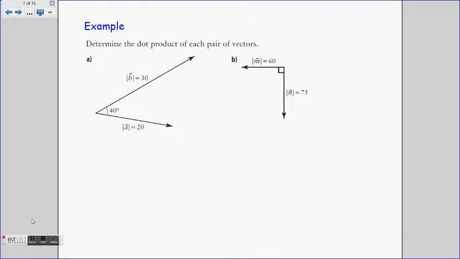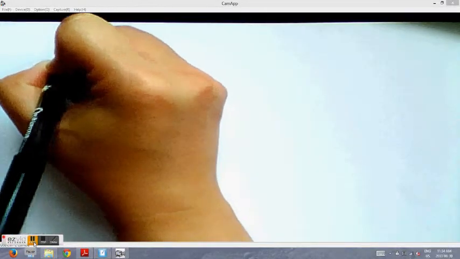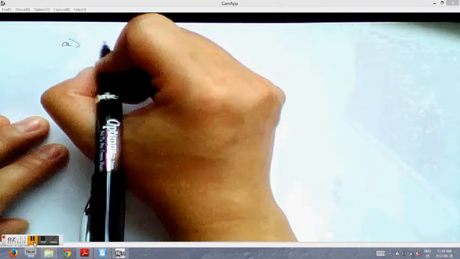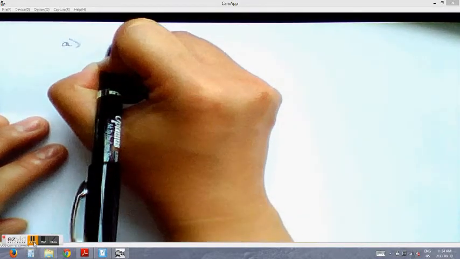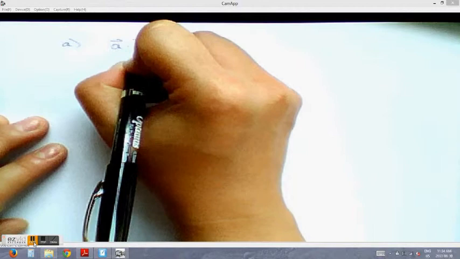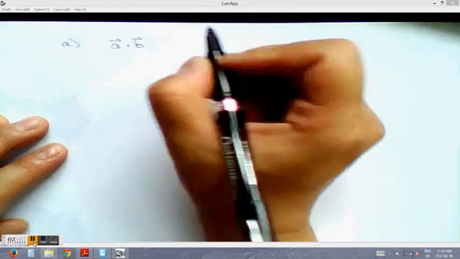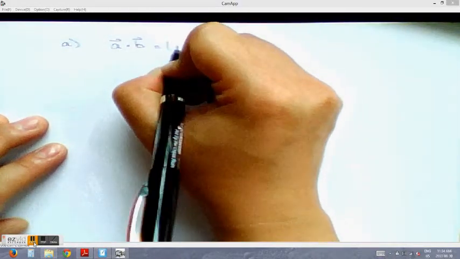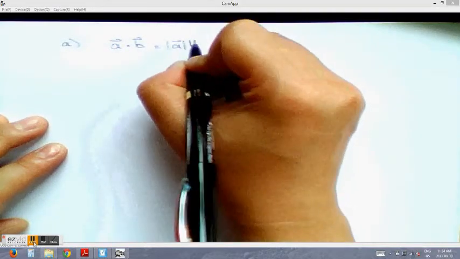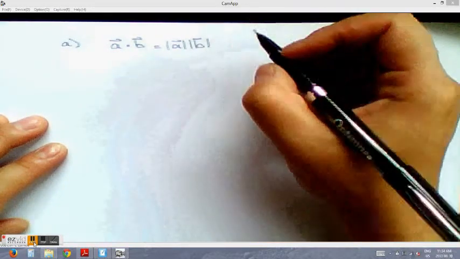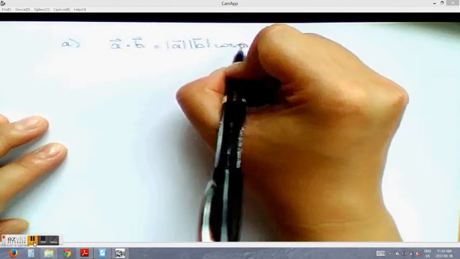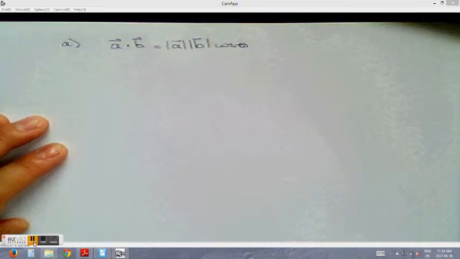So let's take a look at our first example. Determine the dot product for each pair of vectors. Let's take a look at A first. Remember that the equation for the dot product of two vectors is equal to the magnitude of A times the magnitude of B times the cosine theta of the angle between them.